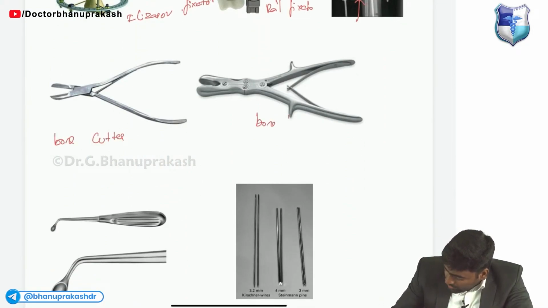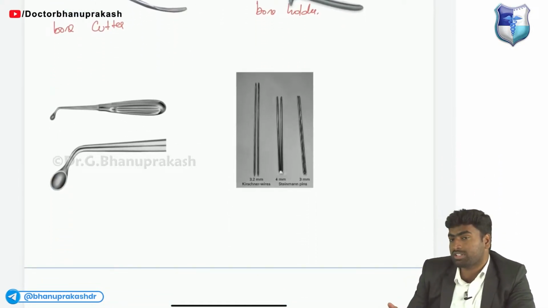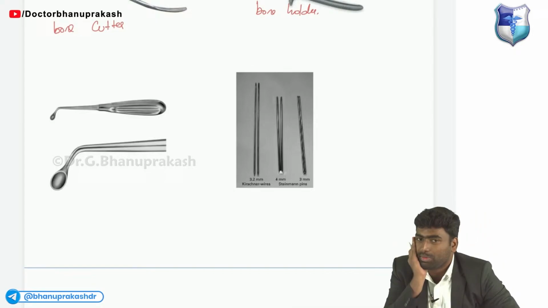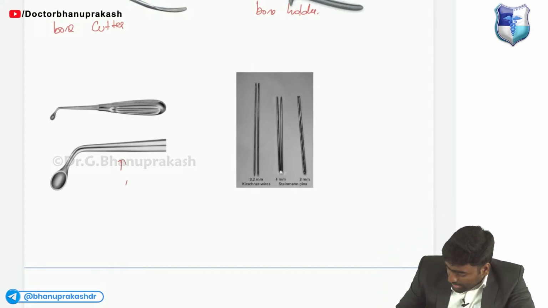In the case of unicameral bone cyst, we need to remove the inside contents, so we need to remove them one by one. We'll use this type of scoop, which is known as the bone scoop. We just call it the bone scoop.